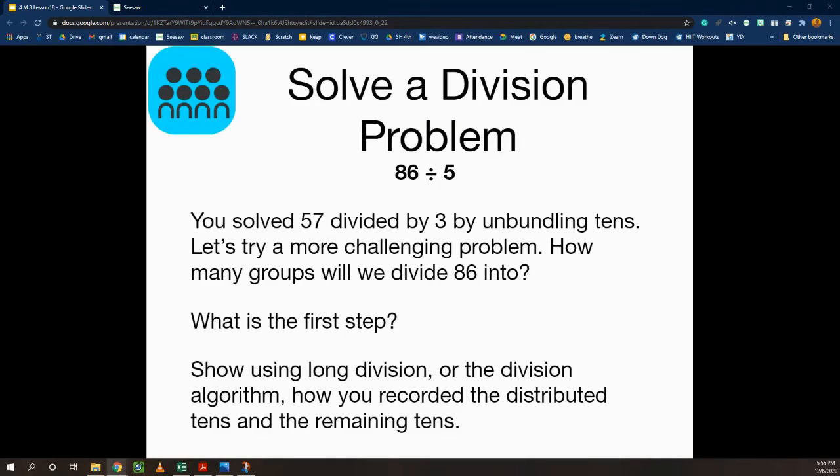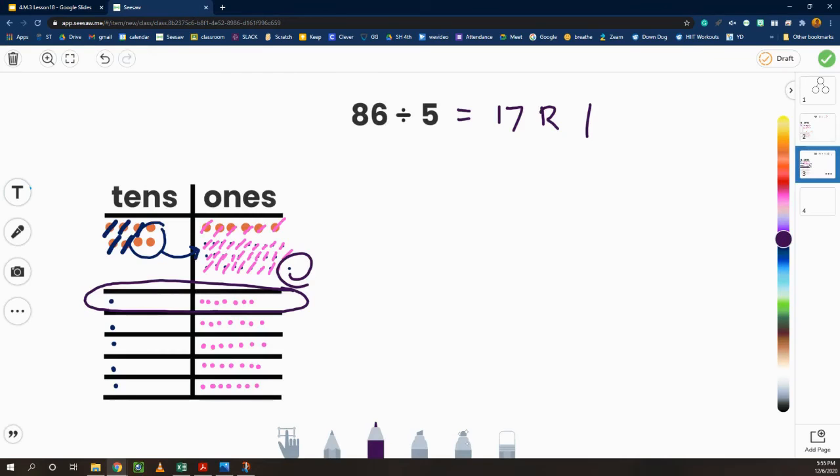Before we move on from this problem, I want to show using the long division or division algorithm how we recorded those distributed 10s and then the remaining 10s. So when we show it with the long division, the division algorithm, it's going to look like this. I had 86, and I was dividing it by 5. First, we had 8 divided into 5 equal groups. There was 1 in each group, giving us 5 that we distributed. We had 3 10s that were left over.